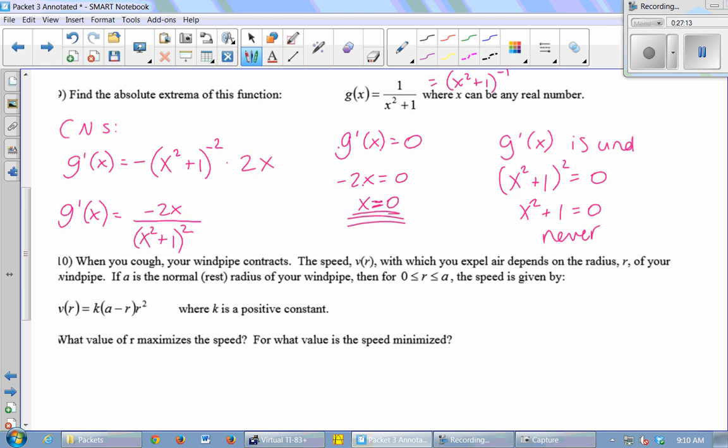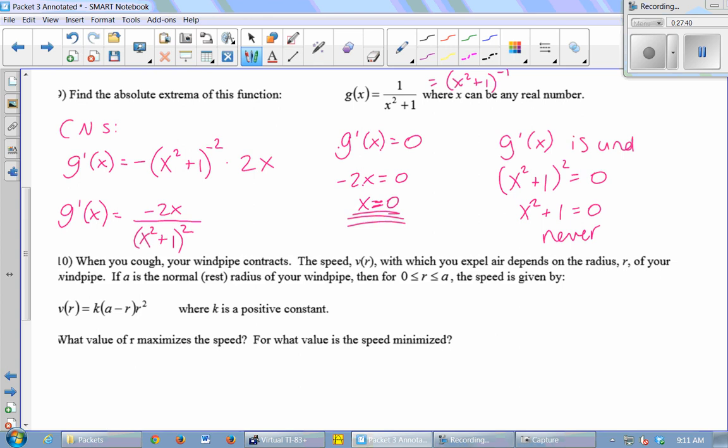So we're going to let a be the normal resting radius of your windpipe when you are not coughing, right? So we want to look at an interval from 0, meaning completely closed, to a, your resting radius of your windpipe. All right, so we're going to look at this interval where the radius of your windpipe is somewhere between 0, completely closed, and a, completely open at its resting state.